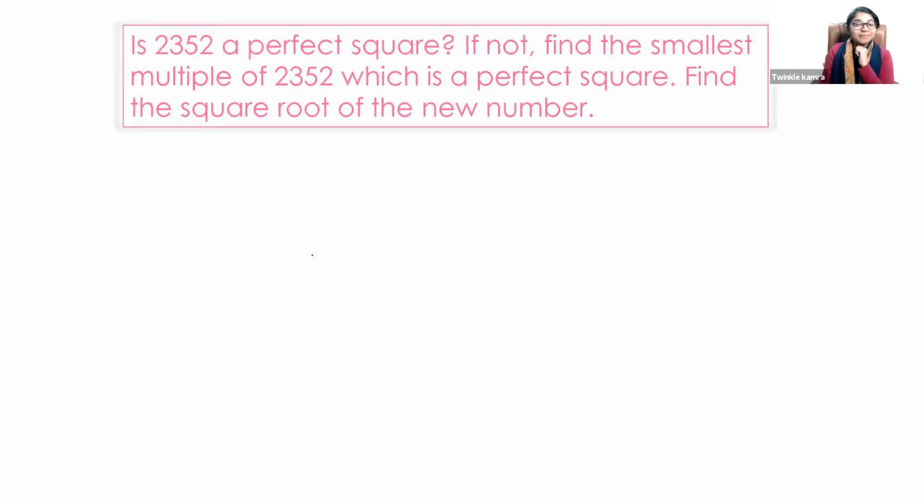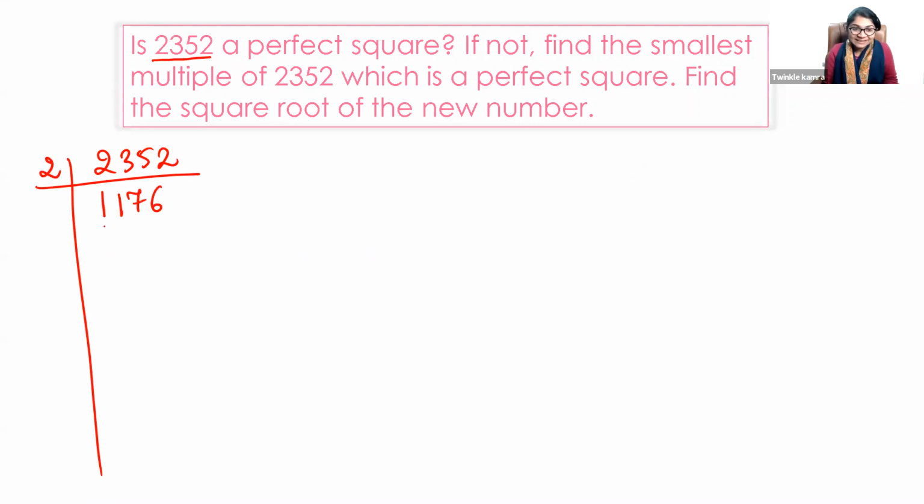Okay, let's see a few more examples like this. Is 2352 a perfect square? क्या ये perfect square है? That means on doing prime factorization, can you get a number from each pair? Just look at this. I have 2352. First I divide by 2 and get 1176. Again it is even. One more 2, I get 588. One more 2. You keep doing this until you reach 1.